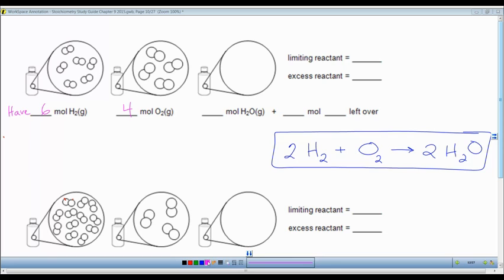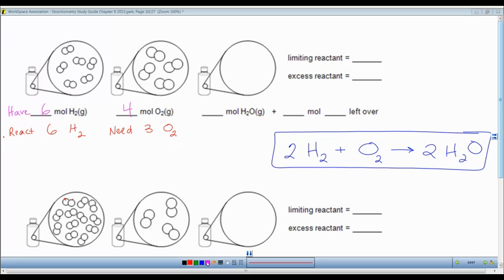Okay, so let's see what we can do here. Let's say we want to react 6 hydrogen. Then we need 3 oxygen. We just kind of had that in the previous example. We're always concerned with the ratio in the balanced equation, 2-to-1. If I want to react all 6 of those hydrogen molecules, well, then I need half as much oxygen. I would need 3. Do you have 3? Yes, we actually have 4.